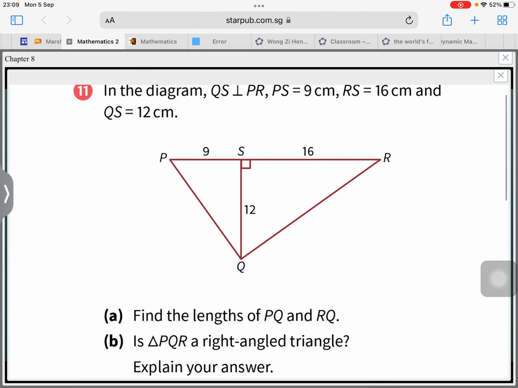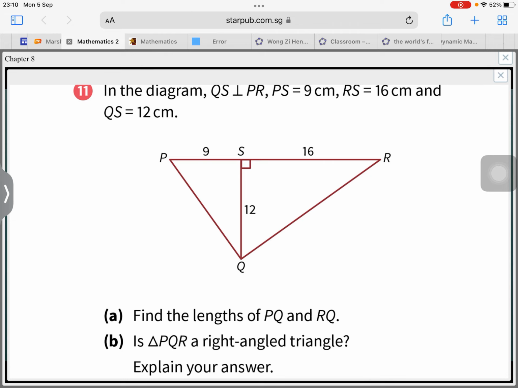Once you have that, let's look at part B. Is triangle PQR a right angled triangle? Explain your answer. This is where the converse comes in. Let's emphasize how you approach converse questions. You don't just straight away say that a square plus b square equals c square. You can't do that, because when you're doing the converse, you're trying to prove whether something is a right angled triangle.